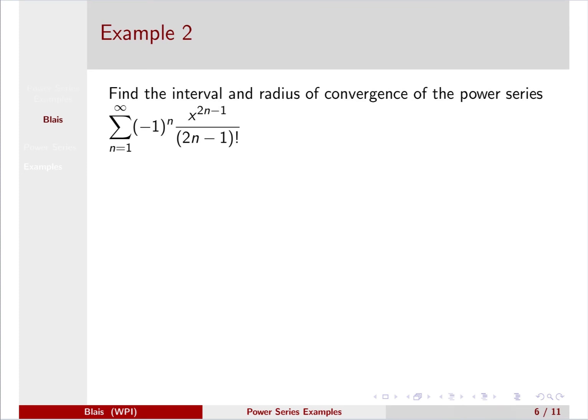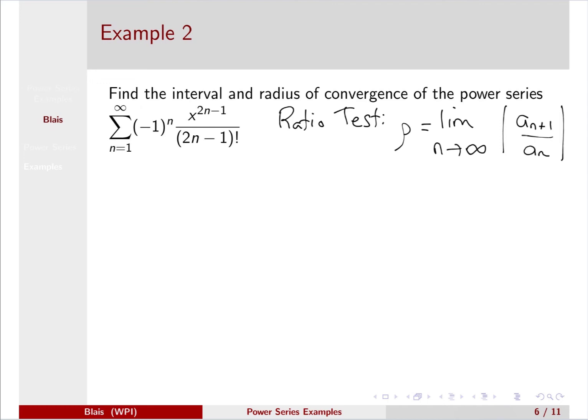Let's look at a second example. And this is an example that we'll actually look at in more depth later on. We have the sum n going from 1 to infinity of minus 1 to the n times x to the 2n minus 1 over 2n minus 1 factorial. And when we see factorials, a very natural test to use is the ratio test. And recall the ratio test defines rho as the limit as n goes to infinity of the absolute value of the n plus first term over the nth term.